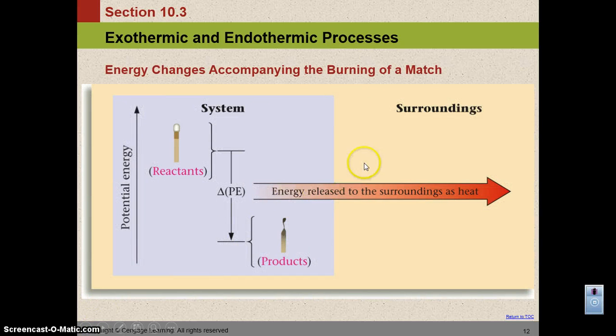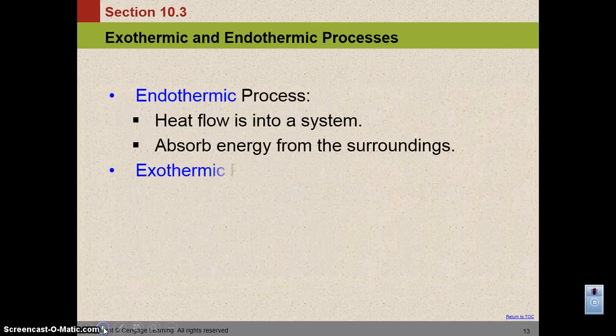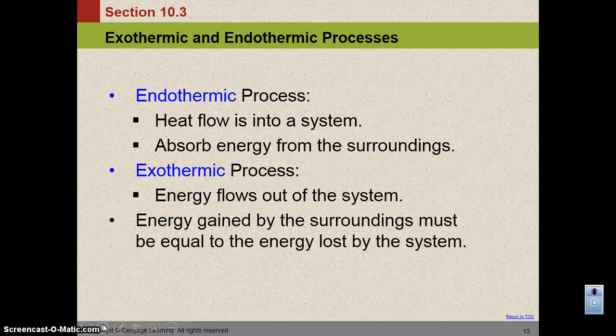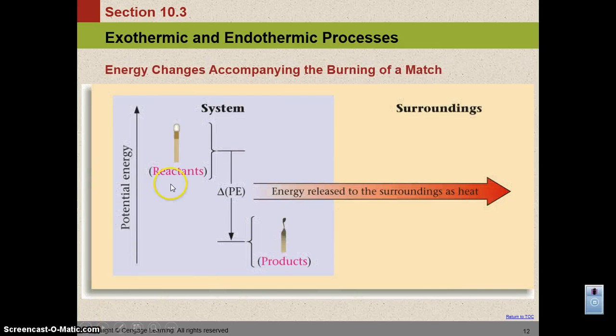Well, the heat's not flowing into the system, it's flowing out of the system into the surroundings. So instead of being an endothermic process, this is an exothermic process, which should make sense because it gives off heat, and you notice that when you light a match. So energy flows out of the system, and the energy gained by the surroundings has to be equal to the energy lost. One of the things I want you to do when you look at this picture, though, is pay attention to how they have listed the reactants and the products.